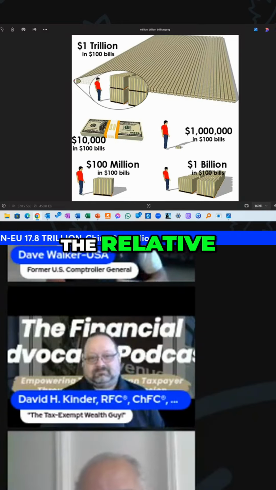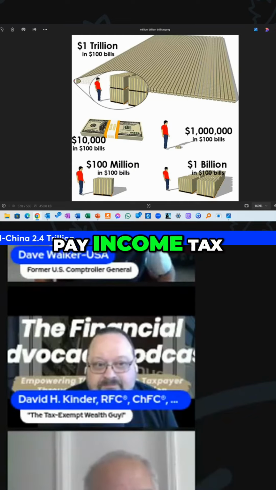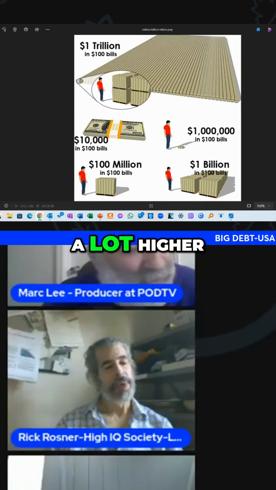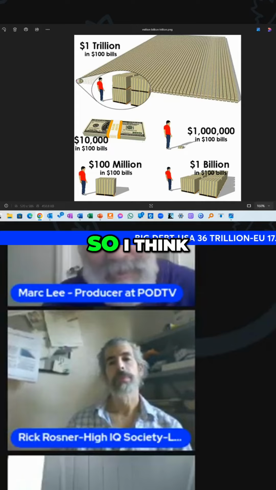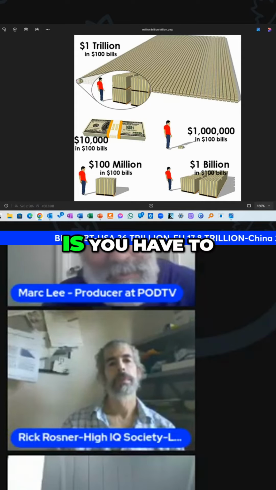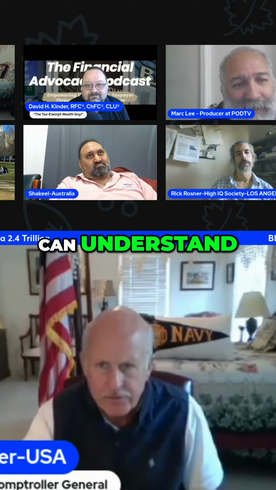So that means that the relative burden for the people who do pay income tax is a lot higher than that $104,000. So I think what you have to do is translate these big numbers into numbers that people can relate to and can understand.